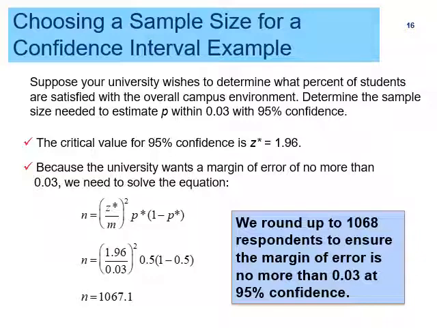to ensure that the margin of error is no more than 0.03 at 95% confidence. Earlier we have seen, because it's not giving you the p value, that for the sample size we can take p as 0.5. So we are calculating with the margin of error along with the z critical value, and this is 0.5 multiplied by 0.5.